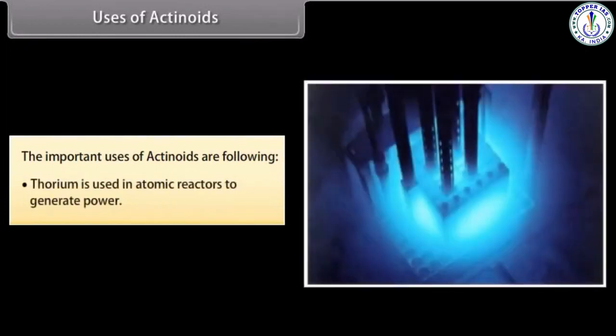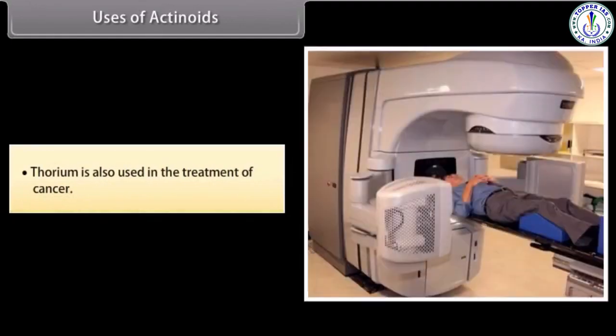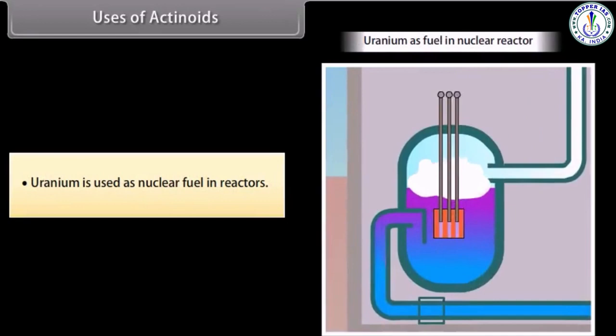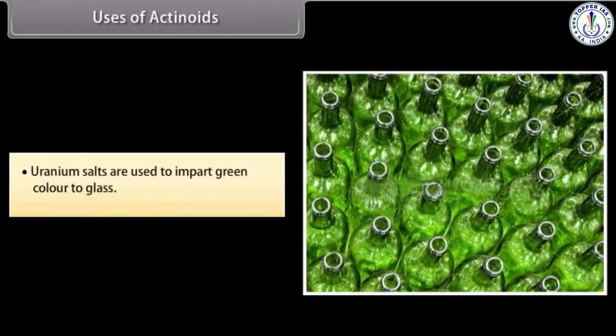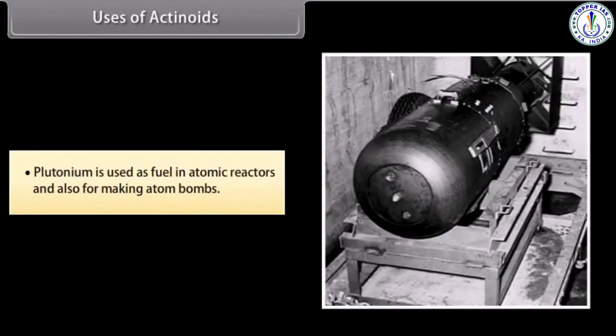Uses of actinoids. The important uses of actinoids are the following. Thorium is used in atomic reactors to generate power. Thorium is also used in the treatment of cancer. Uranium is used as nuclear fuel in reactors. Uranium salts are used to impart green color to glass. Plutonium is used as fuel in atomic reactors and also for making atom bombs.